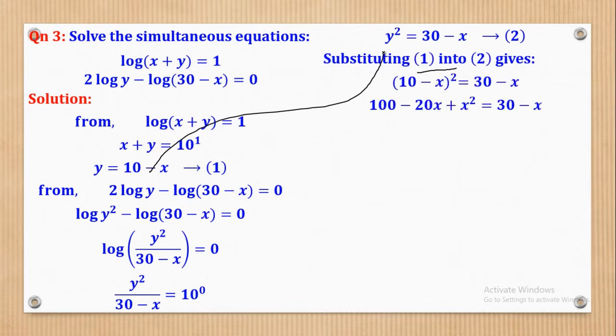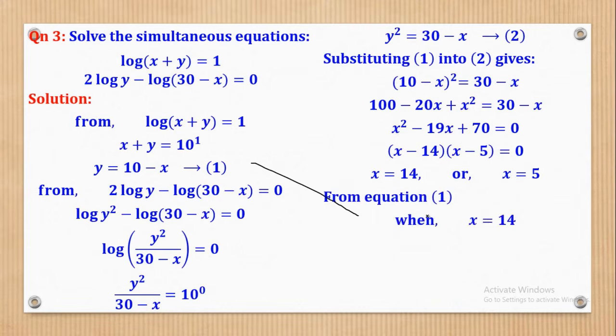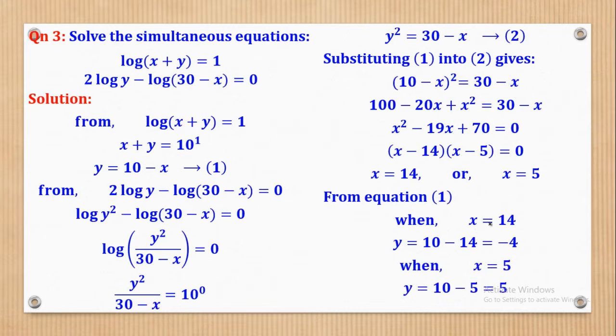Open brackets, you'll come up with that line. Collect like terms to get a quadratic in x. Then solve either by factorization or the bulldozer method to get the values of x. x will be 14 or x will be equal to 5. Now from equation 1, after getting the value, when x is equal to 14, y will be equal to -4. When x is equal to 5, y will be equal to +5. And basically that is what they wanted.